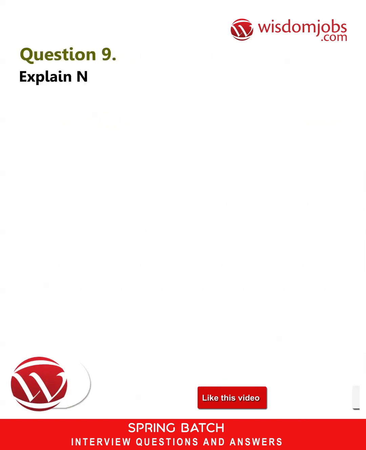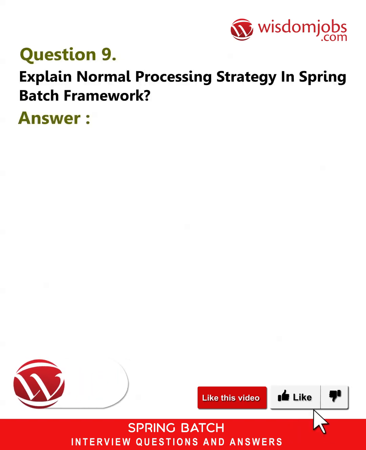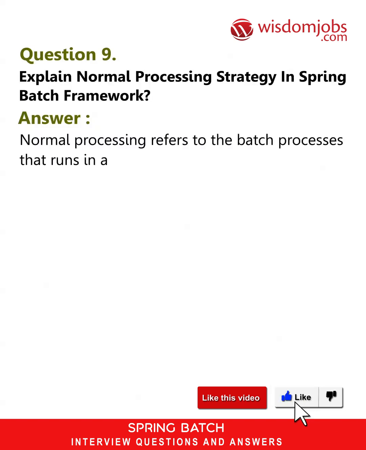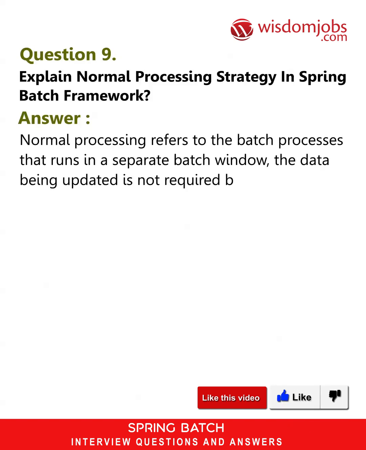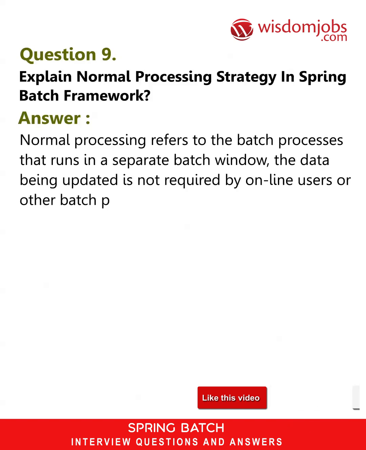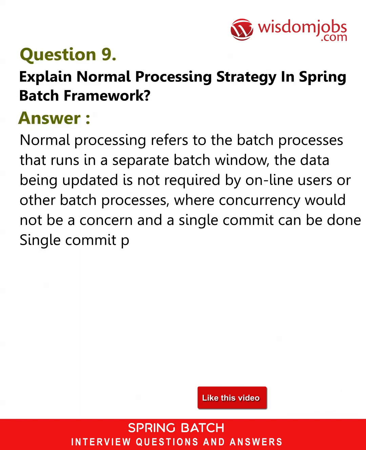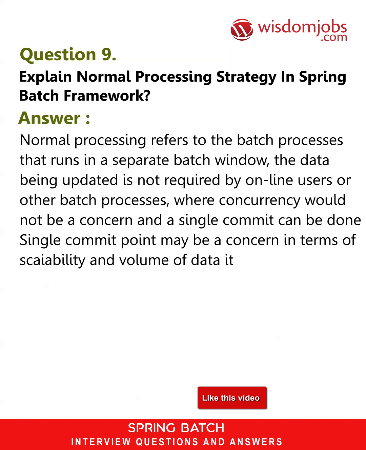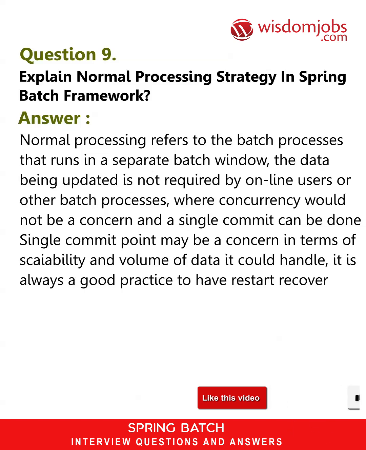Question 9. Explain normal processing strategy in Spring Batch Framework. Answer. Normal processing refers to the batch processes that run in a separate batch window. The data being updated is not required by online users or other batch processes, where concurrency would not be a concern and a single commit can be done at the end of the batch run. Single commit point may be a concern in terms of scalability and volume of data it could handle. It is always a good practice to have restart recovery options.